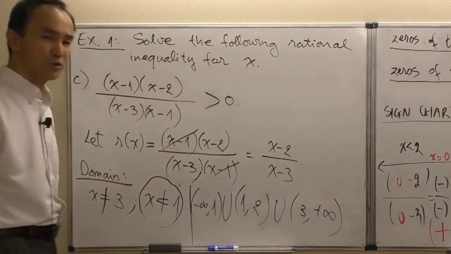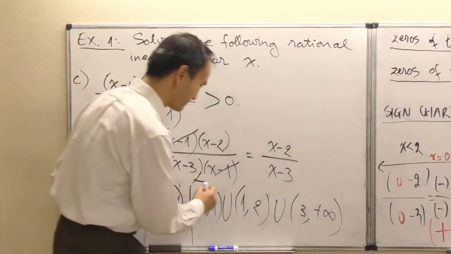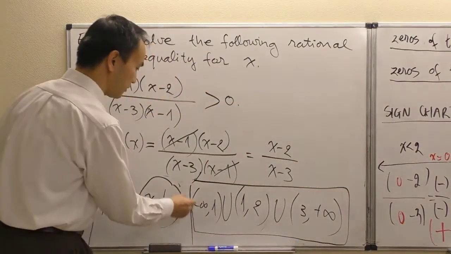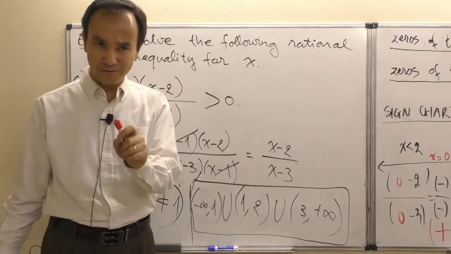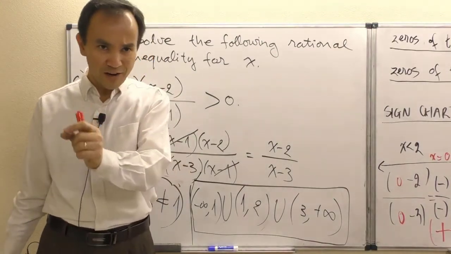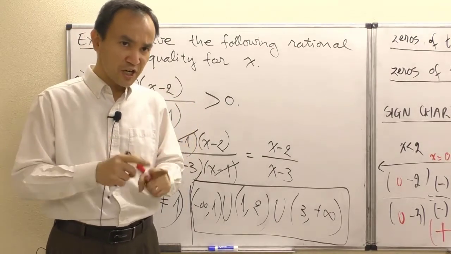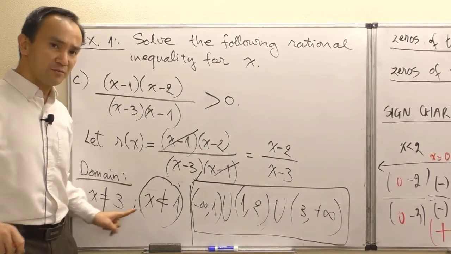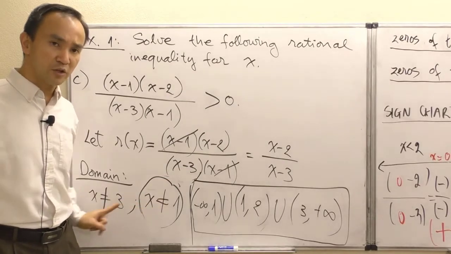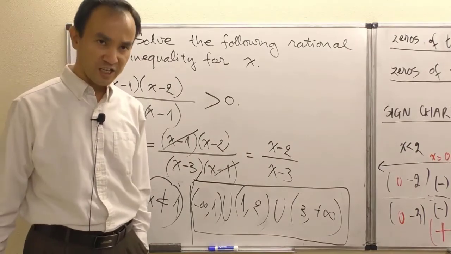Now we put a union between them. That's how, ladies and gentlemen, that's how we're done. All right, so simply picking the answers from the sign chart is sometimes not the final answer yet. Once you've had all of those answers from the sign chart, make sure you check carefully to make sure none of the excluded values from the domain falls into any of those answers from your sign chart.